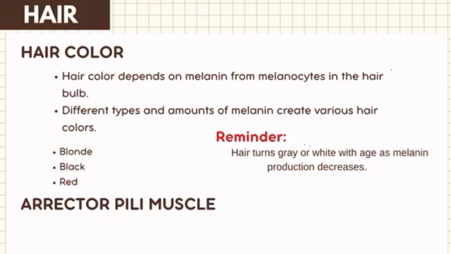Then the erector pili muscle is a small muscle attached to the hair follicle and contracts to make hair stand, like a goosebump. Then lastly, we have a reminder here that says hair turns gray or white with age as melanin production decreases. So that's all for the hair.